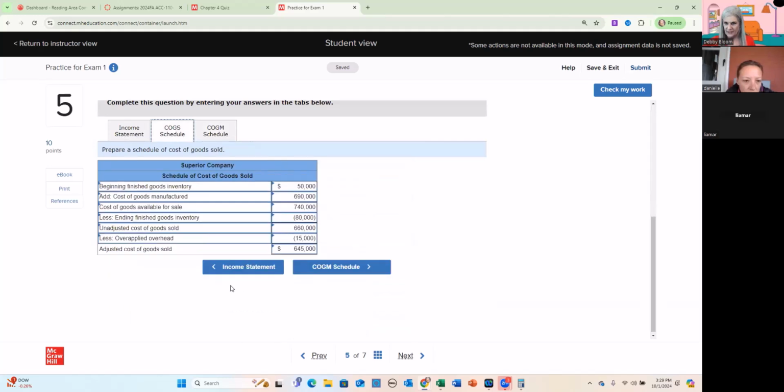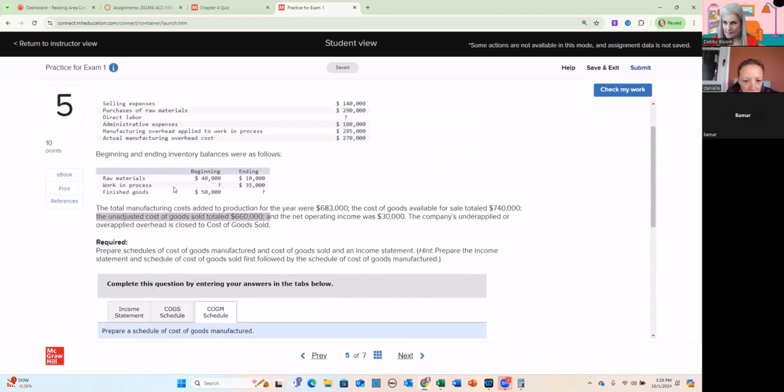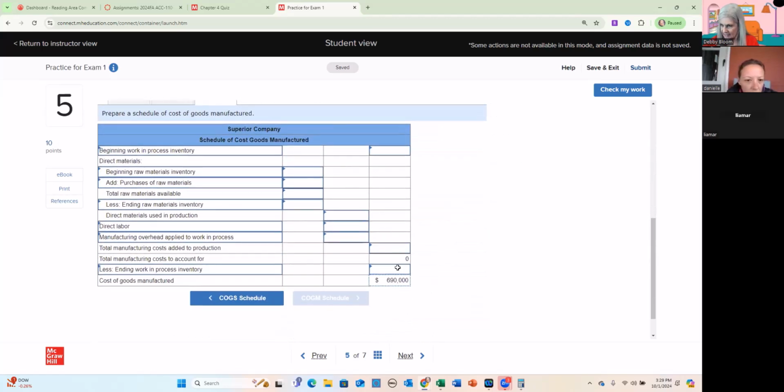So first, from the last schedule, there's my cost of goods manufactured right there. So I figured out my cost of goods manufactured, $690,000. So notice that's the bottom line figure, $690,000, because there's only one cost of goods manufactured for the period. Now I'm going to look at my inventory. Work in process, I don't know my beginning inventory, but I do know my ending inventory is 35,000, and it's subtracted, so I'm going to put the negative 35,000 here.